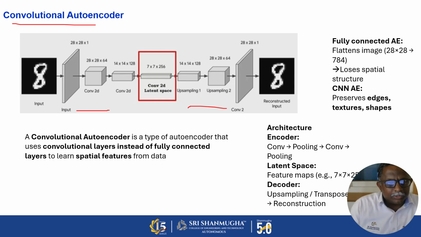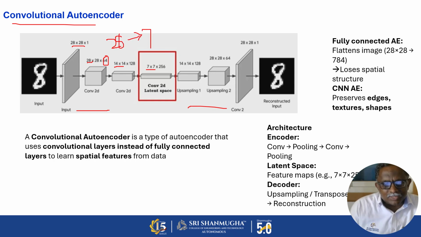If you look at this input image, it is 28 by 28. When you do convolution and pooling operations, we use filters, and the filter count will increase, and it will try to capture the important features in the input image. At the same time, we get a reduction in the spatial dimensions. You can see it goes from 28 to 7 in the latent space.